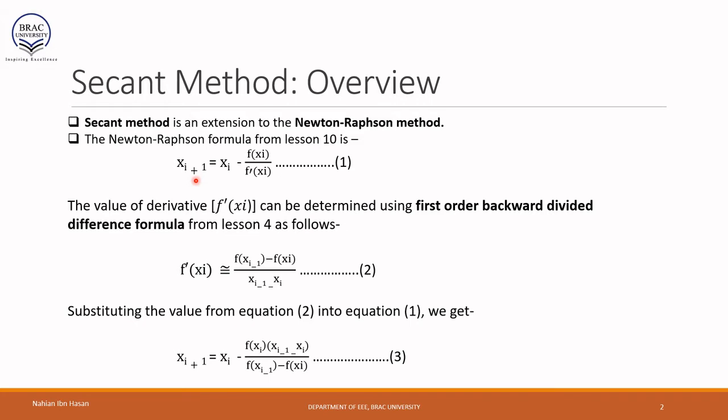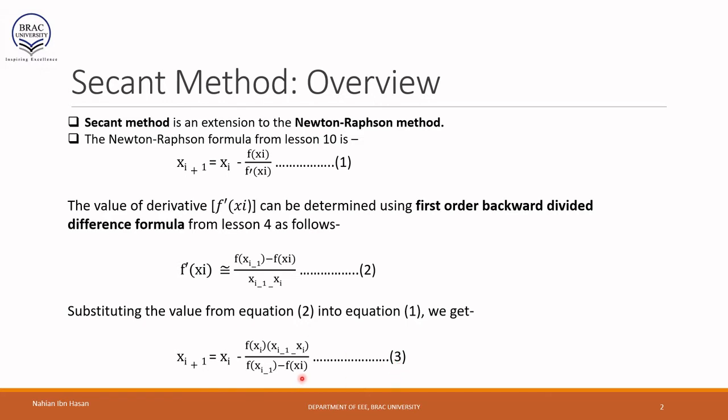So the value of the backward divided difference formula of the denominator, which is f prime of xi, can be expressed in the form of equation 2. If we substitute equation 2 into equation 1, then the formula becomes something like this, which is equation 3. So this equation 3 is our second formula. Notice that this second formula is completely a numerical formula.